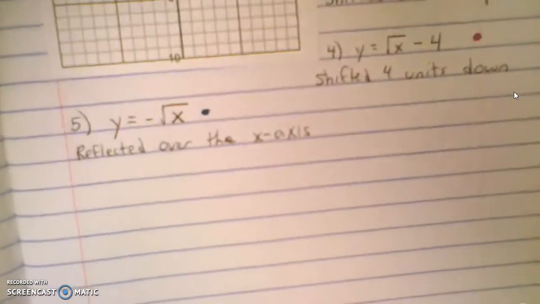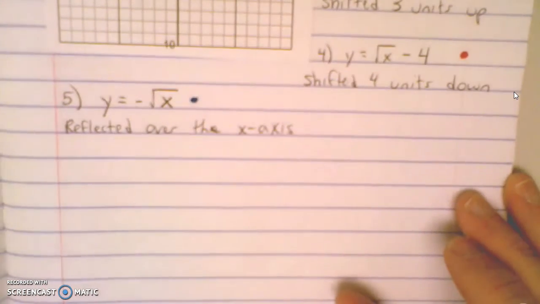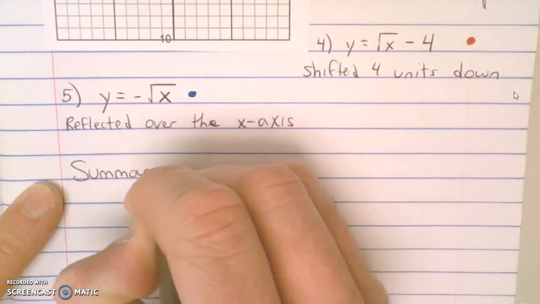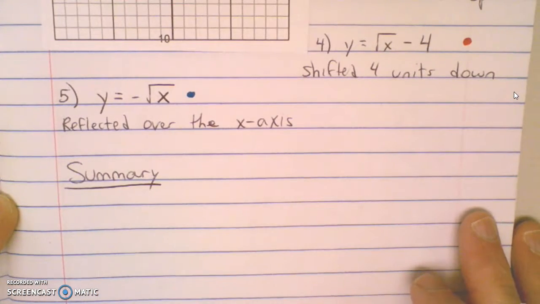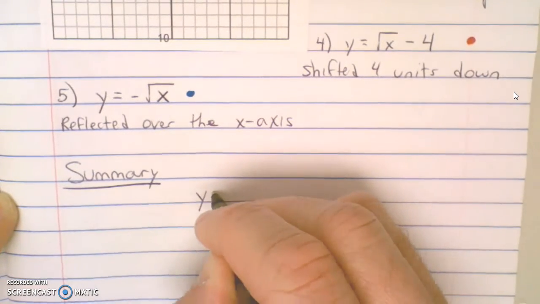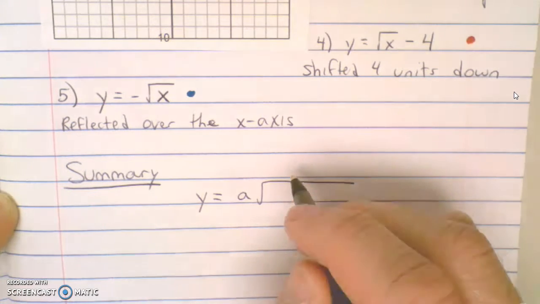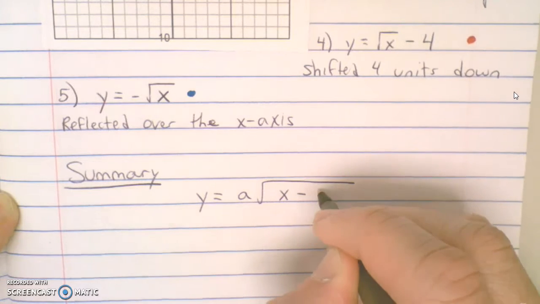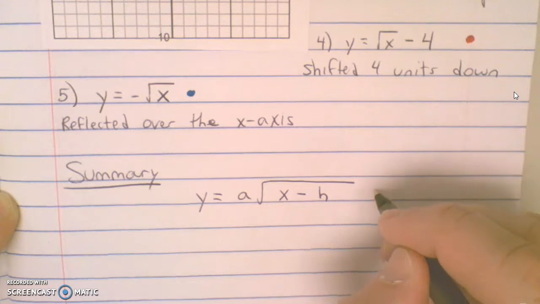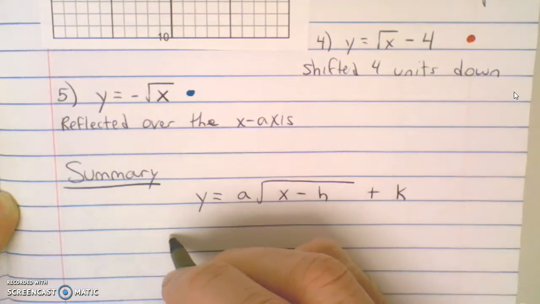Let's kind of summarize here at the bottom as our last piece, and then you can start practicing with the practice questions. All right, so summary. Here's our general equation for a square root. y equals a times the square root of a number plus or minus a number underneath it, and then plus or minus a number on the outside. So we can break these down now based on what we just worked on.